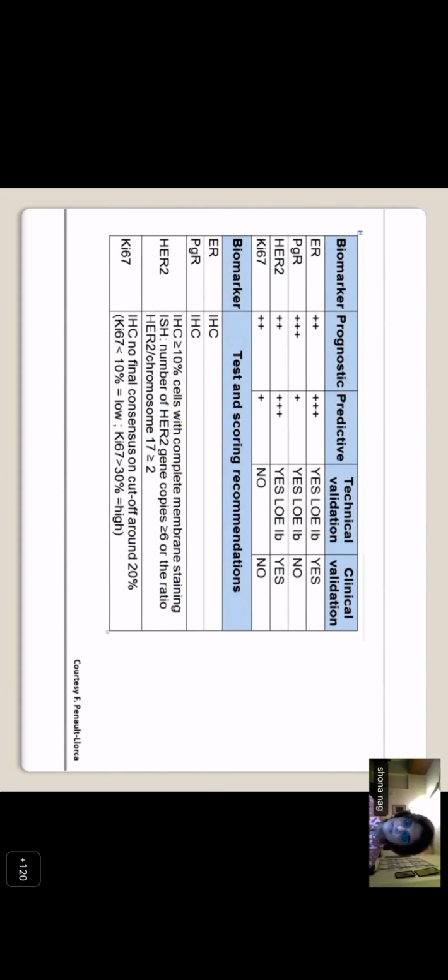These are the prognostic and predictive values. There is a great technical validation in ER, PR, HER2. There is clinical validation for both ER and HER2. As you can see, Ki-67, there is no technical or clinical validation. So IHC is recommended for ER and PR and HER2, and more than 10% of cells with complete staining is what is defined as positive, and when you mention a copy number of more than 6 or ratio of HER2 to chromosome 17 more than or equal to 2.